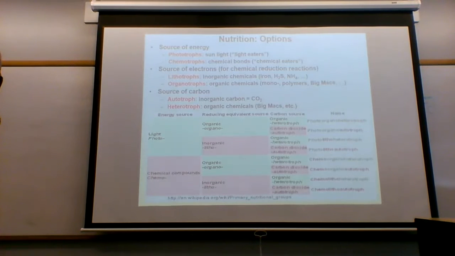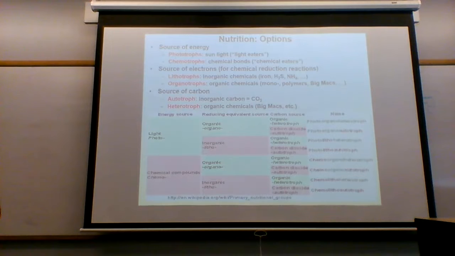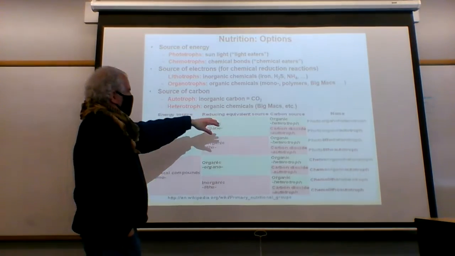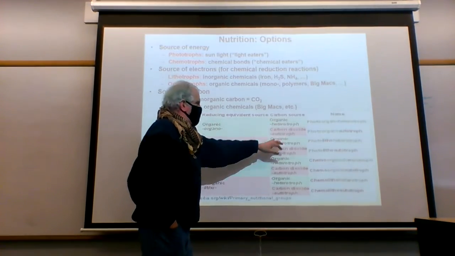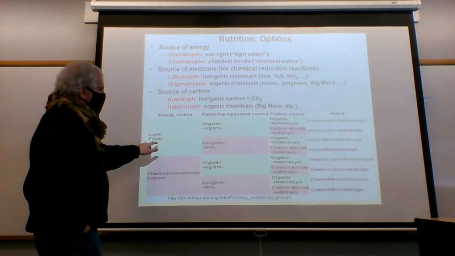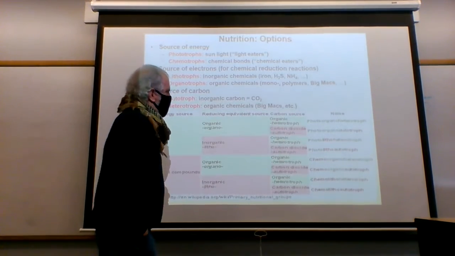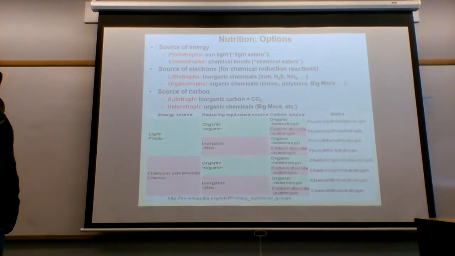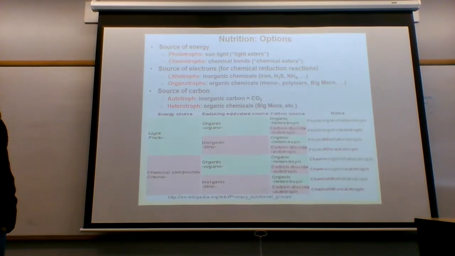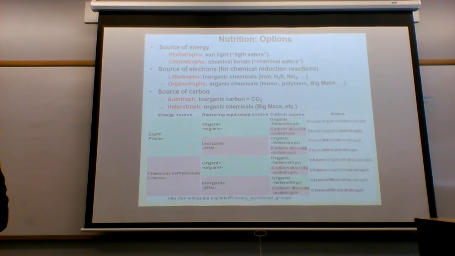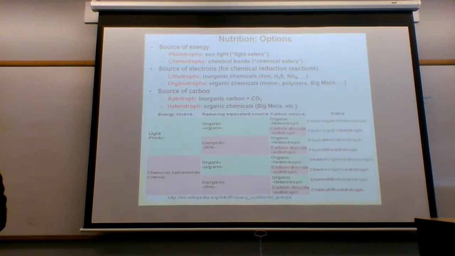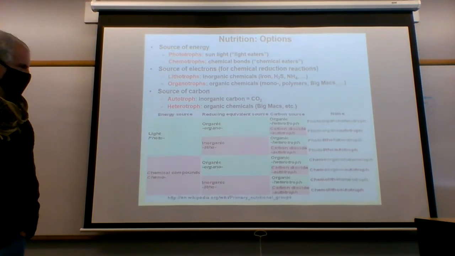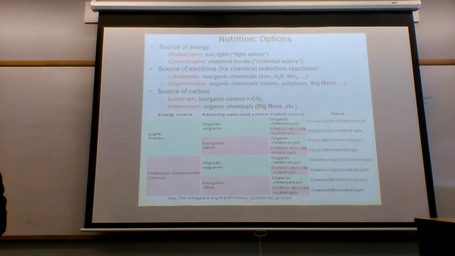So consequently, we have these names that we can put together that are a portmanteau, or a combination, of the energy source, the electron source, and the carbon source. And so we've got a photo-organo-heterotroph, which I guess there are things that are that way. This would be, well, like some kind of photosynthetic plant that is eating people.